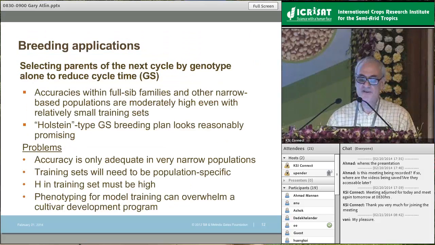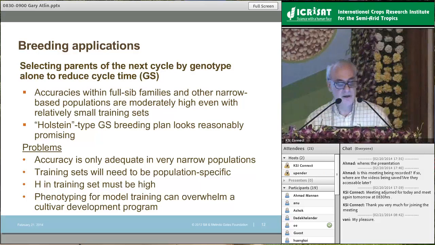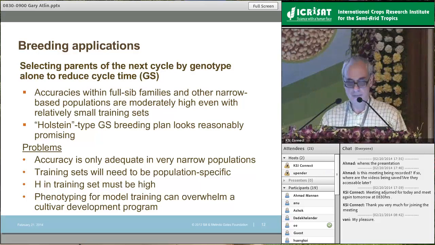For breeding applications that involve selecting parents for the next cycle, these accuracies are probably quite adequate, even within relatively small training sets. So this type of Holstein-type genomic selection breeding plan, where you form a narrow population and rapidly cycle it, looks reasonably promising to me. I feel that that's one of the areas we should be focusing on. The accuracy, however, I think is likely to be adequate only in very narrow populations.